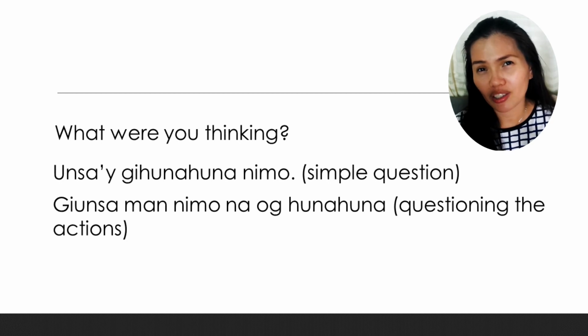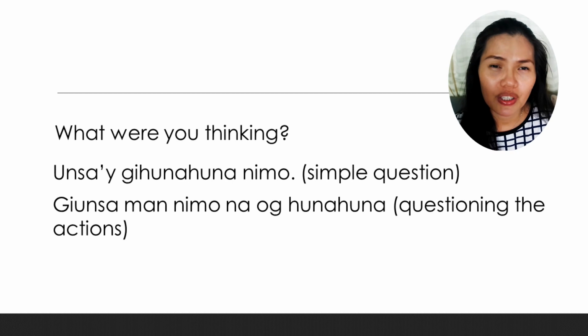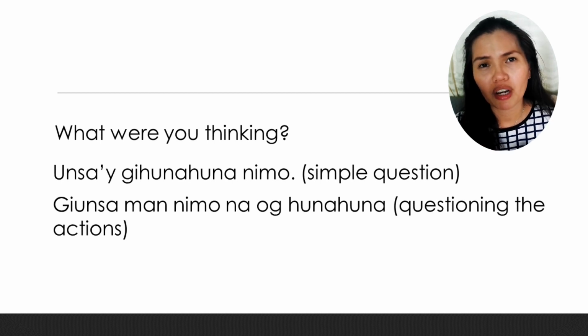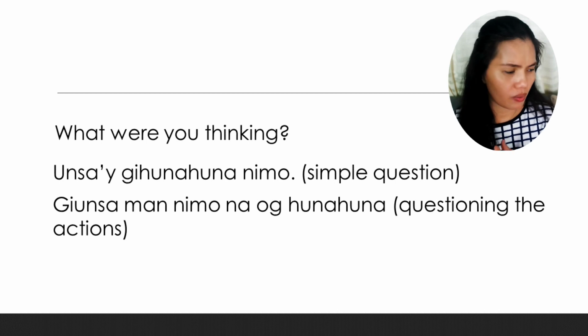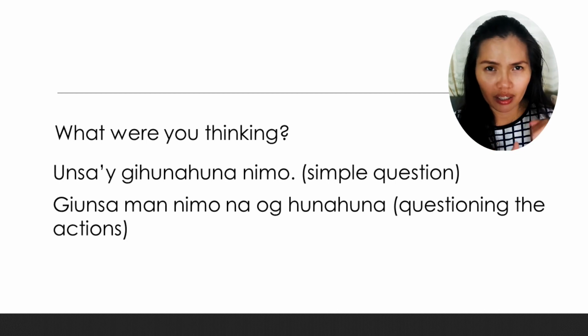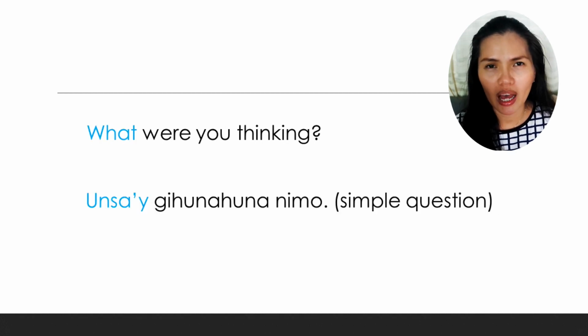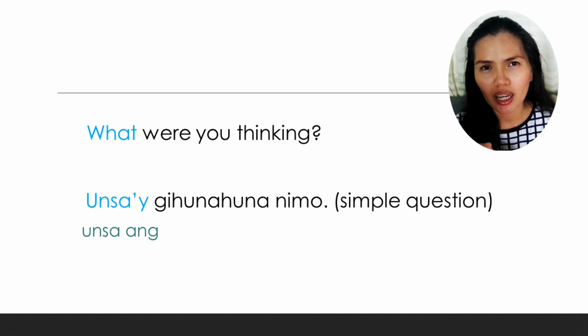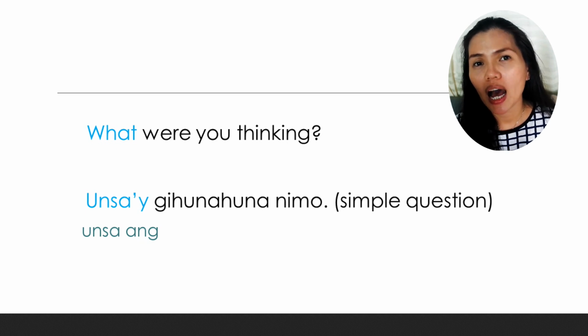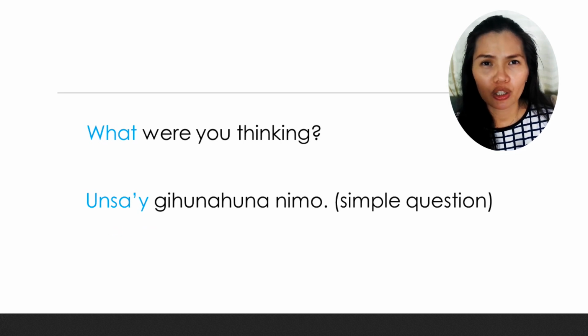We have the simple question, like just asking, what were you thinking a while ago? Something sort of like that. And there's another one, we have questioning the action. Okay, so we have, what were you thinking? The simple question is, unsay gihuna-huna nimo? Unsay, the unsay here has contracted y. The y here is equivalent to the ang, okay? It's supposed to be unsa ang, but you know, we like to shortcut words because it is more efficient. So we say unsay. Unsay gihuna-huna nimo.